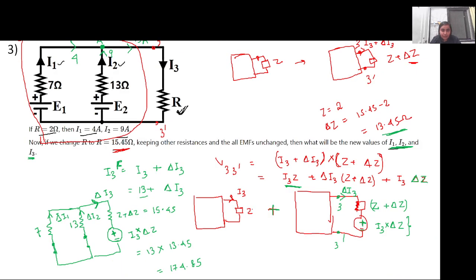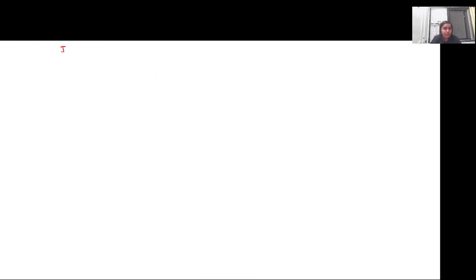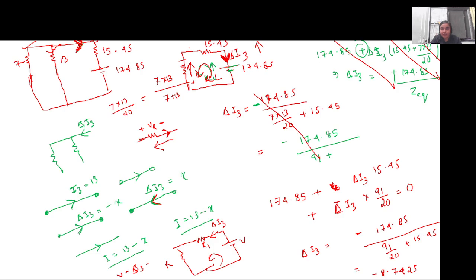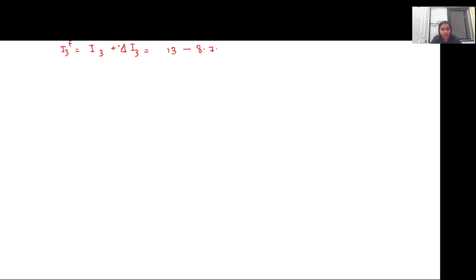We had taken I3 also in the same direction as delta I3, right? Initially we had assumed this. So using the superposition theorem, I3 final will be equal to I3 plus del I3. Initially we had calculated I3 to be 13 and now del I3 is minus 8.7425. So this value is 4.2575. This is the value of final I3, right?